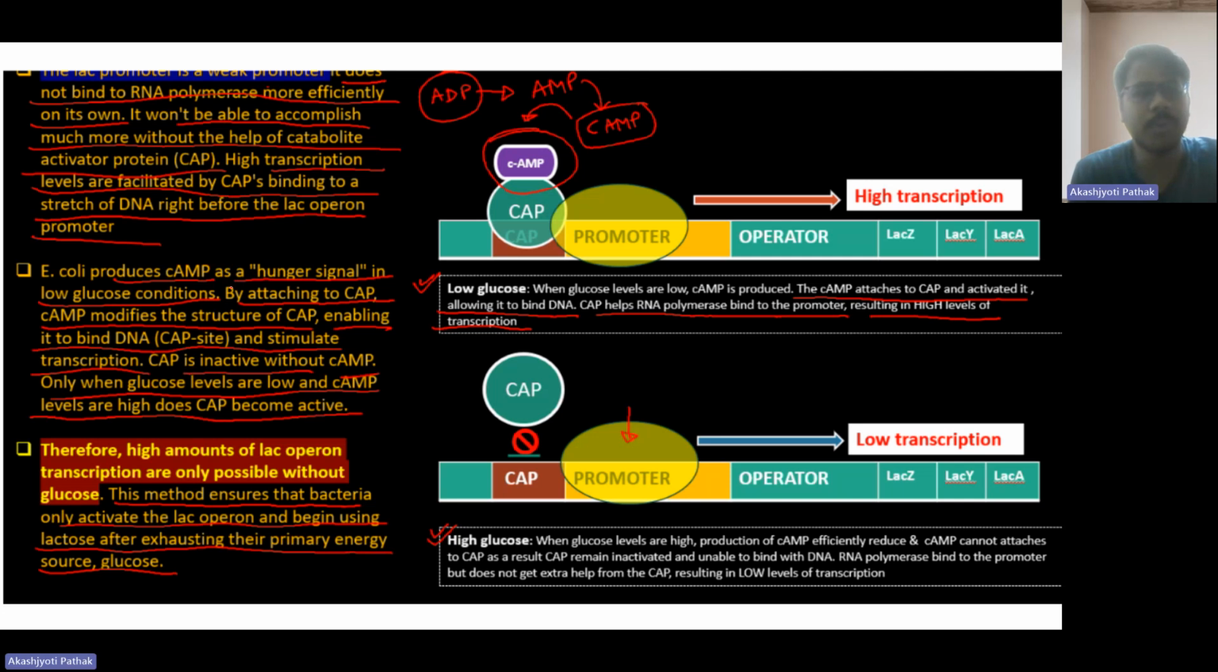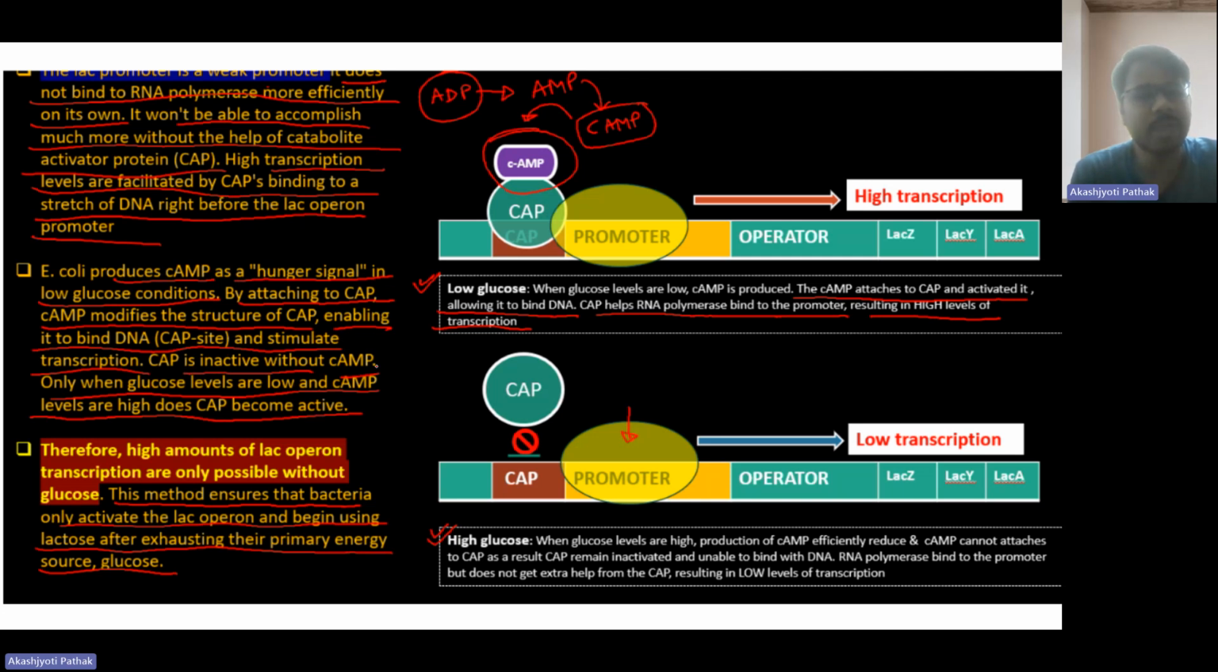So E. coli produces cyclic AMP as a hunger signal in low glucose conditions. So in low glucose conditions, you need to turn on the lac operon. Okay, so the signaling molecule here is the cyclic AMP, which is acting as a hunger signal, and this cyclic AMP level will increase. As a result, it will bind to the CAP and stimulate transcription.